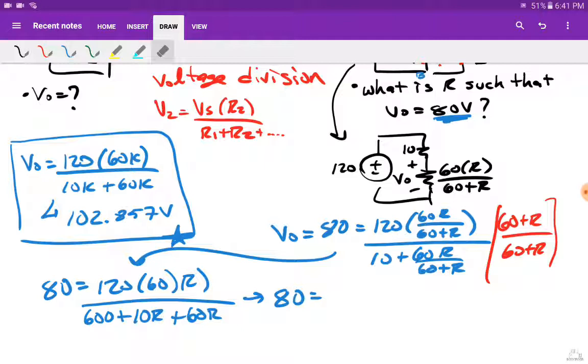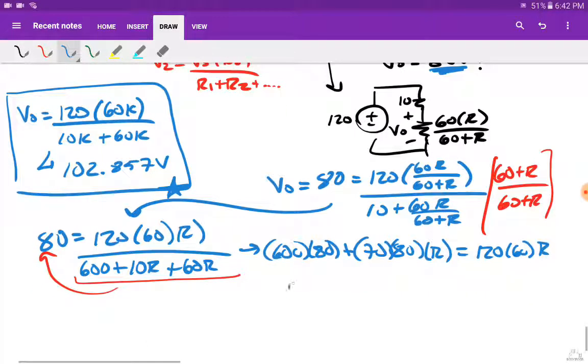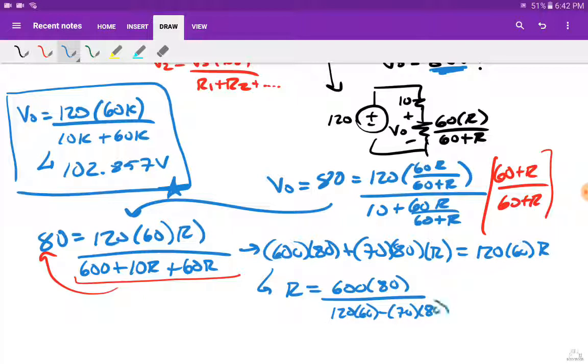80 equals... what I'll do is a multiplication. I'll multiply this whole bottom piece and bring it over here. So I'm going to have 600 times 80, plus 60 and 10 is going to give me 70, so 70 times 80 times R. And that equals now 120 times 60 times R. Bring the R over and then divide. So I'm going to have R equals 600 times 80 divided by 120 times 60 minus 70 times 80. And that's going to give me a value of 30.